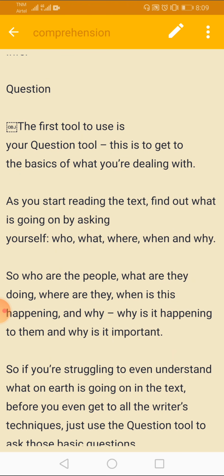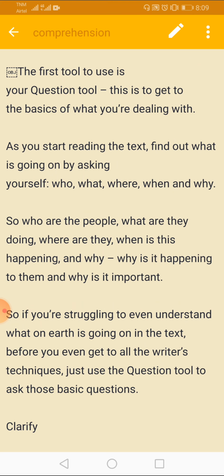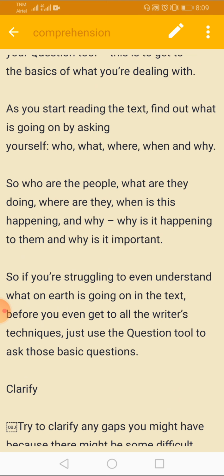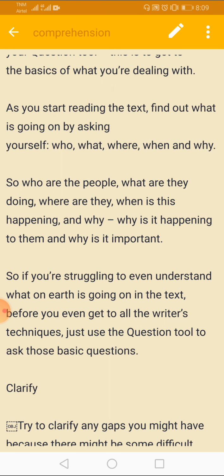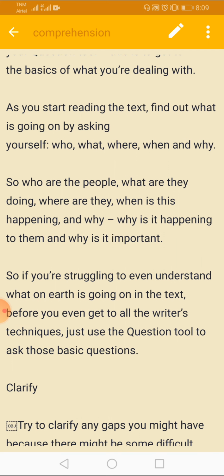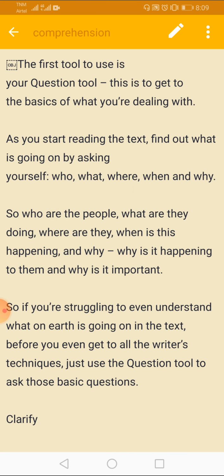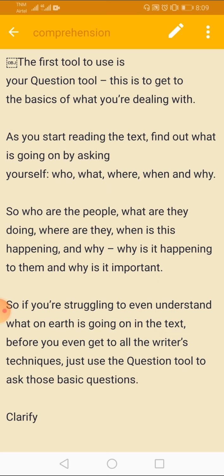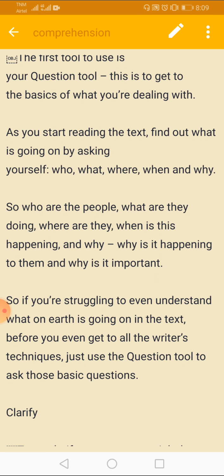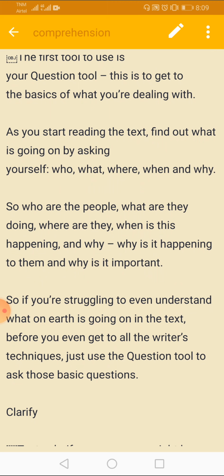Question. The first tool to use is the question tool. This is to get to the basics of what you're dealing with. As you start reading the text, find out what is going on by asking yourself who, what, when, where, and why. Who was involved? What? Where? When? Why? Keep on asking those questions throughout. Okay? Who, what, where, when, why. Keep on asking those questions, and then you can reach the answers to those ones.